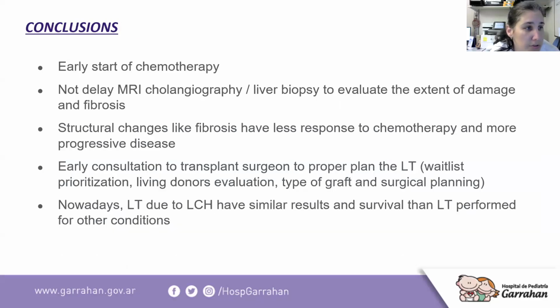So the conclusions, or the take-home messages, are that we need to start chemotherapy early and not delay diagnostic studies like the MRI or the liver biopsy, to see where we're standing and to evaluate the extent of the damage and the fibrosis. The structural changes like fibrosis have less response to chemotherapy and more progressive disease.